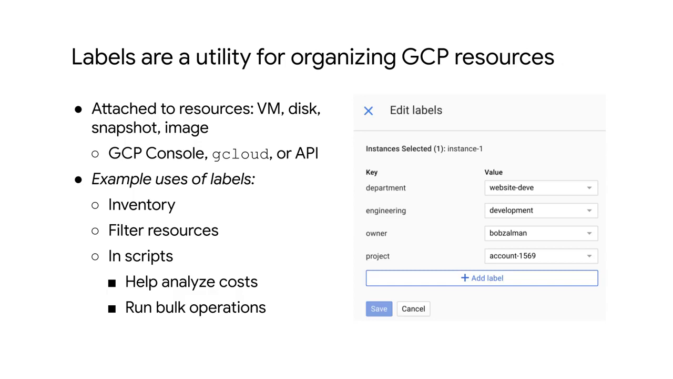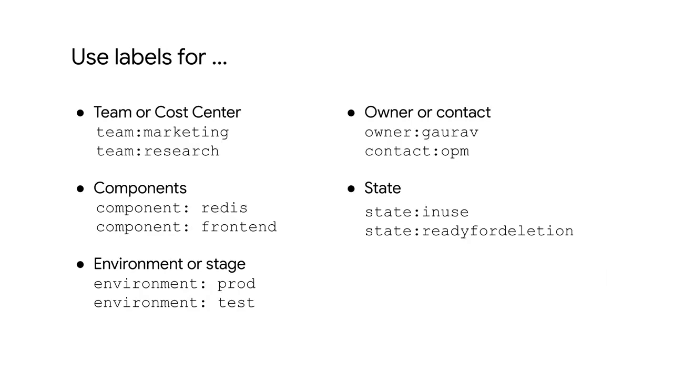Using this label, you could search and list all of your production resources for inventory purposes. Labels can also be used in scripts to help analyze costs or to run bulk operations on multiple resources. The screenshot on the right shows an example of 4 labels that are created on an instance. Let's go over some examples of what labels are used for.